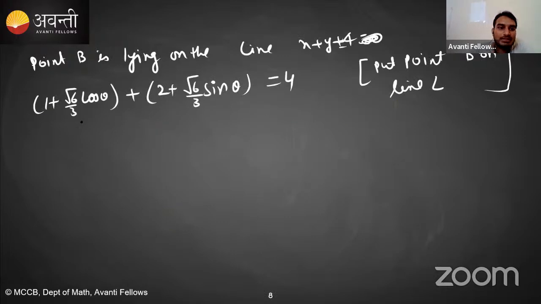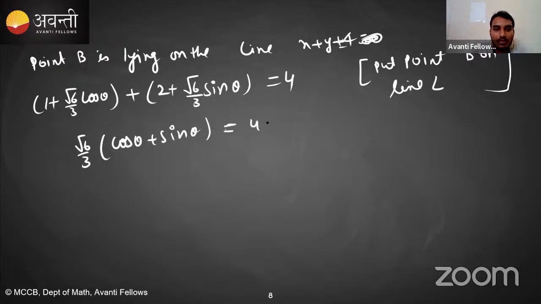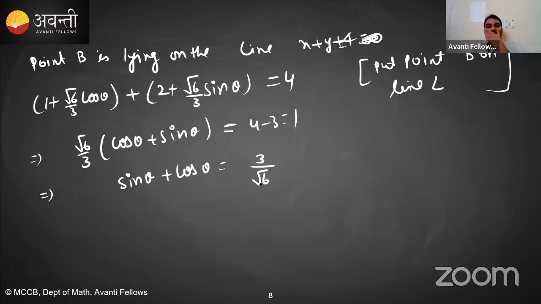Clear? How much did we get from here? √6 common, cos theta plus sin theta, and here it is 2 plus 1, 3. Now shift this to the RHS side, it will become 4 minus 3, which is 1. So it implies sin theta plus cos theta is equal to 3 upon √6. So now we just have to find the value of theta, right? The value of theta will come out, so easily we are able to solve this.